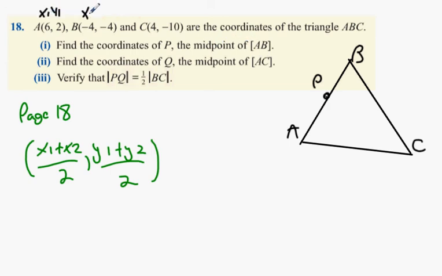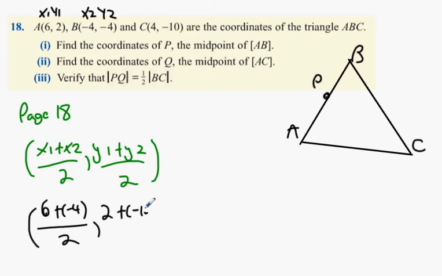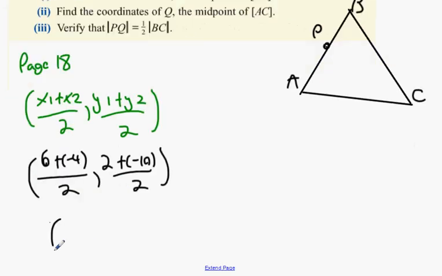x1, y1, x2, y2. Okay, add them together. So what do we get for x1? 6 plus minus 4 over 2. 2 plus bracket minus 10 all over 2. Do each one separately. There has to be two answers. There's an x answer and a y answer. The x answer is 1. The y answer is minus 4.